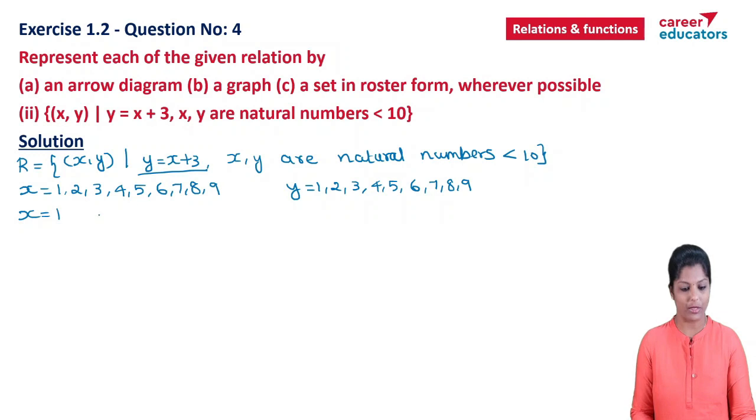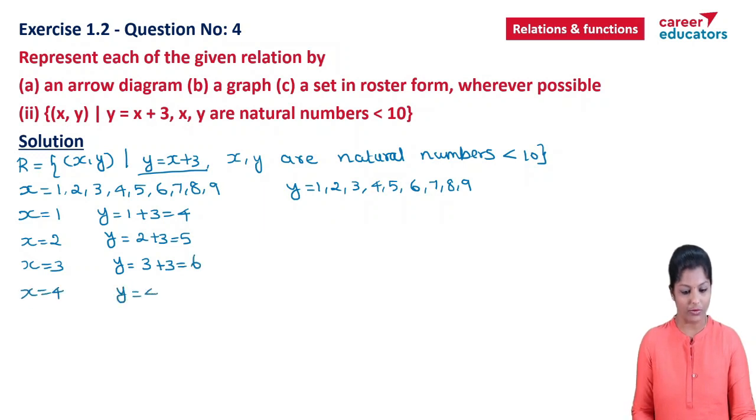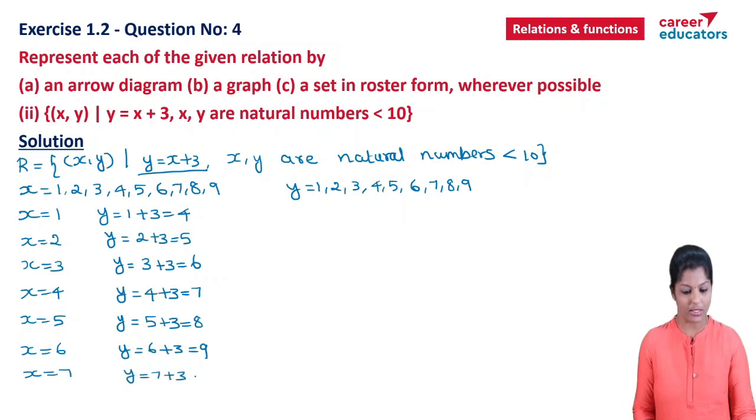If x equal to 1, y equal to 1 plus 3, 4. If x equal to 2, y equal to 2 plus 3, 5. If x equal to 3, y equal to 3 plus 3, 6. If x equal to 4, y equal to 4 plus 3, 7. If x equal to 5, y equal to 5 plus 3, 8. If x equal to 6, y equal to 6 plus 3, 9. If x equal to 7, y equal to 7 plus 3, 10.